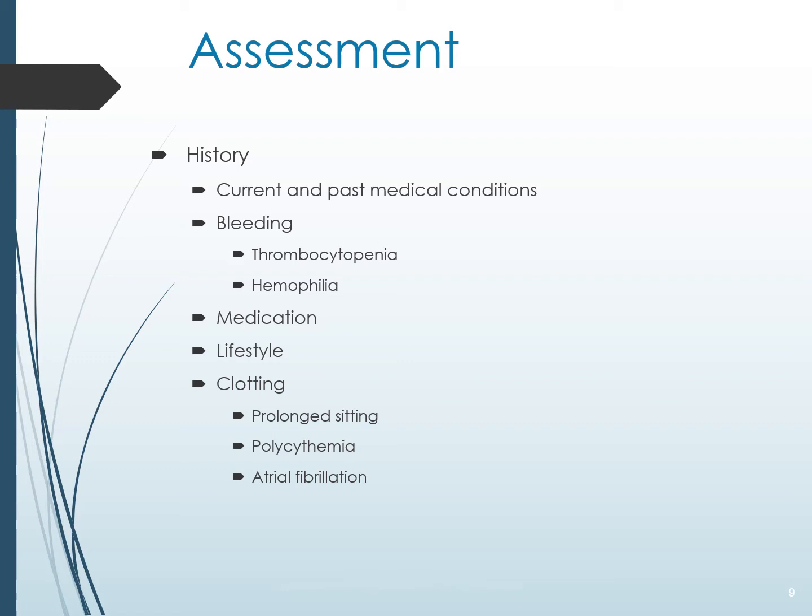History. The history includes current and past medical conditions. Nurses inquire about patients' chronic diseases. Many medical conditions are associated with bleeding or clotting disorders. Common conditions associated with clotting disorders are presented later. Also included in the history are medications the patient is currently taking because many medications affect clotting.